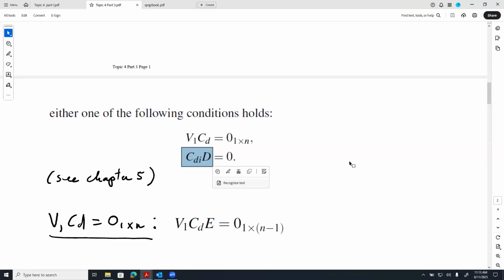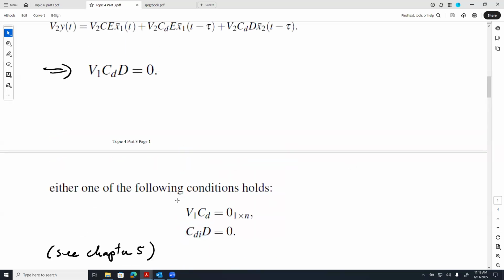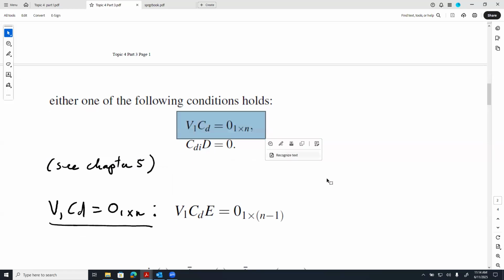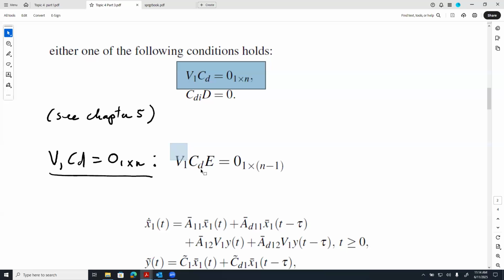So we're going to have two conditions, and either one of them will ensure that this is 0. So let's explore these conditions. And by the way, the detailed discussion is in chapter 5 of our book. Okay, so let's explore this condition first. Now, when we have this condition, what does it mean? It means that that one is already 0, and therefore, when we multiply it by the E matrix, it's also 0.